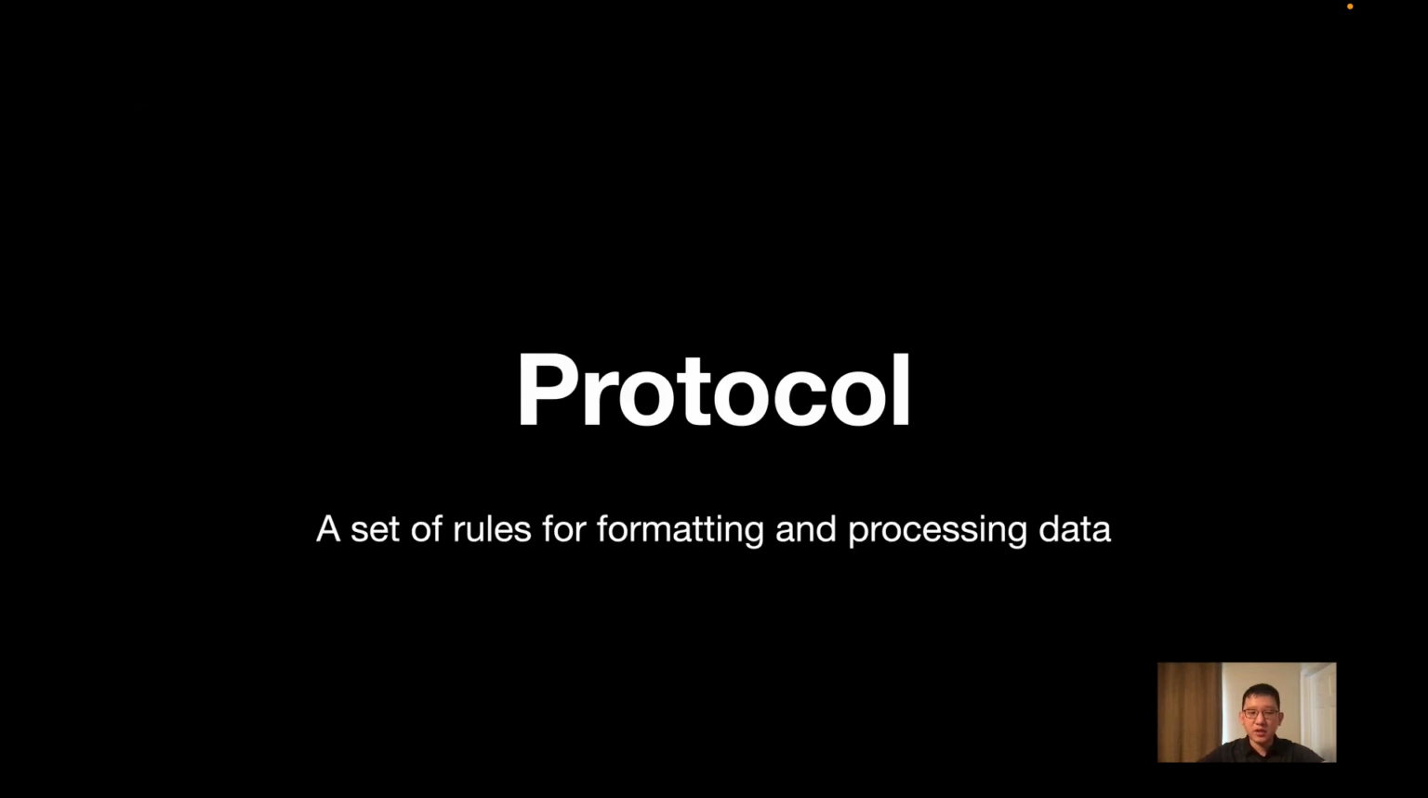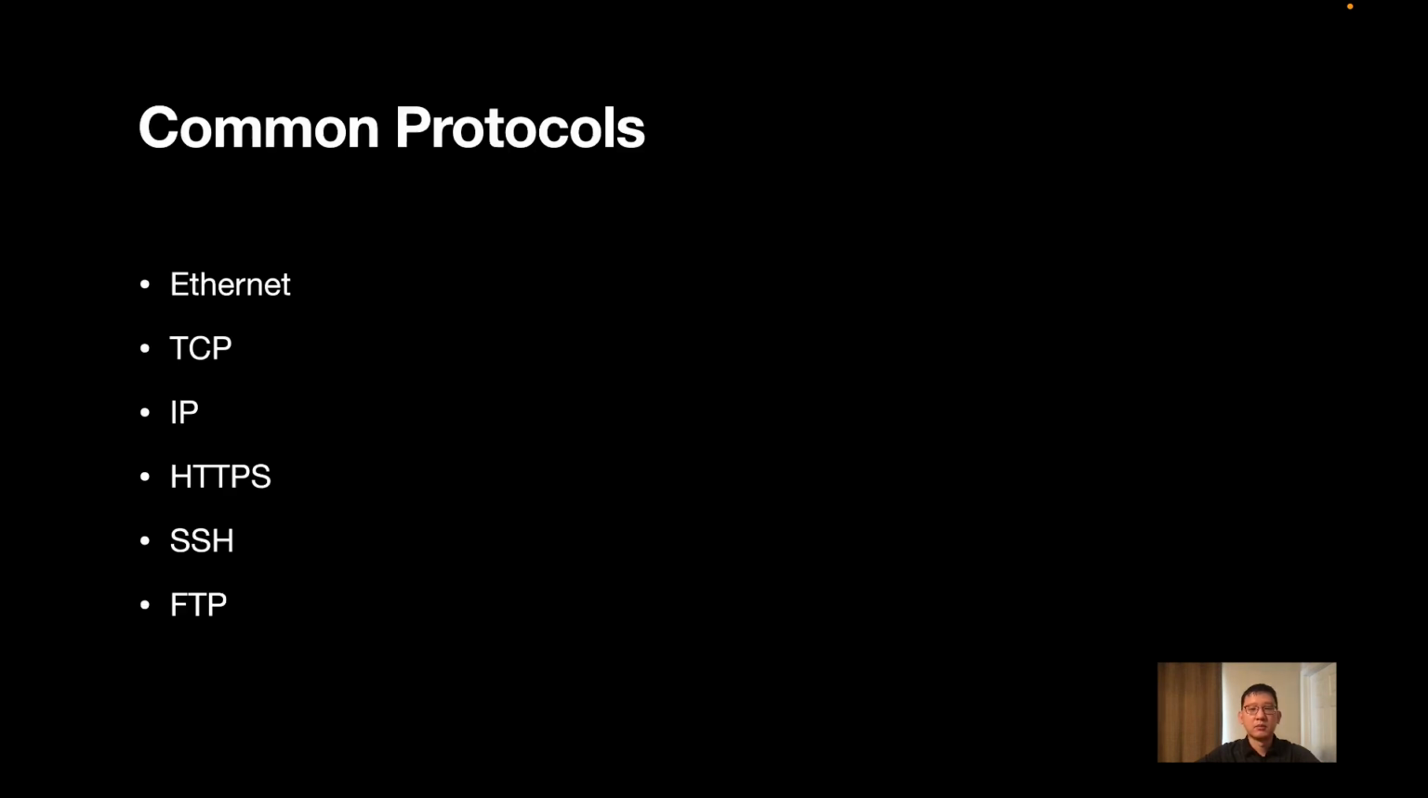These components are implemented using protocols. And a protocol is a set of rules for formatting and processing data. And why do we want protocols? Well, let's say you have two people who are trying to communicate. You have one person speaking English, one person speaking Spanish. And if they try to communicate with each other, they will not be able to understand what each other is saying. So a protocol defines a common language between two parties so that they're able to understand each other. And these are some of the common protocols that you might see at home or at work today. And we're going to talk about a lot of these protocols in future videos.